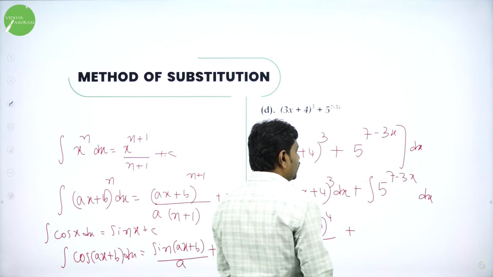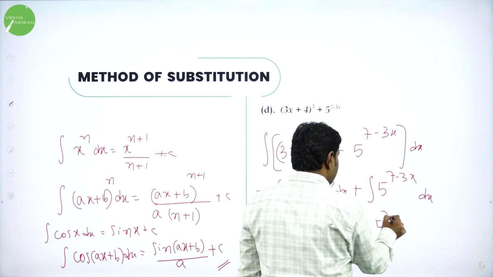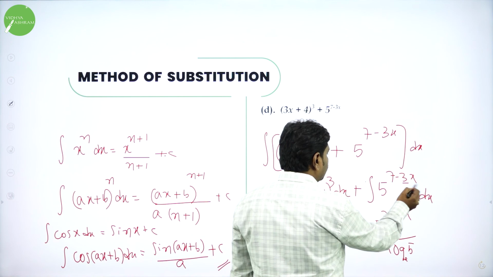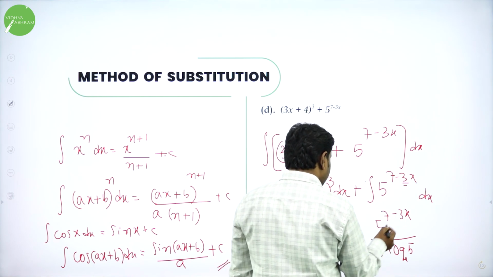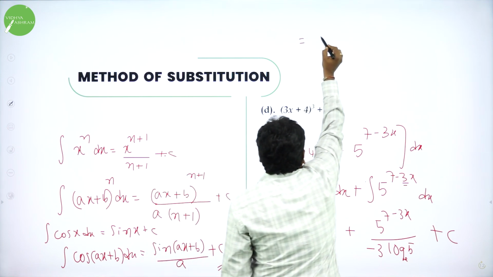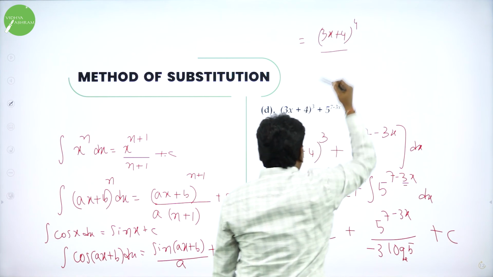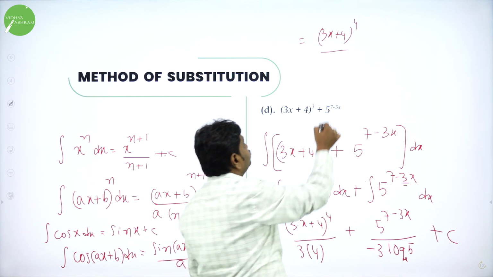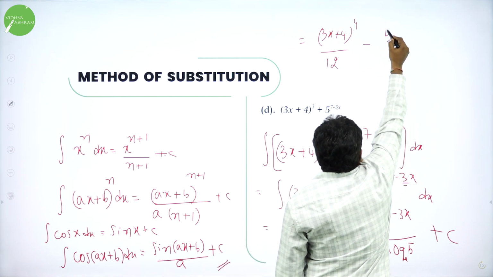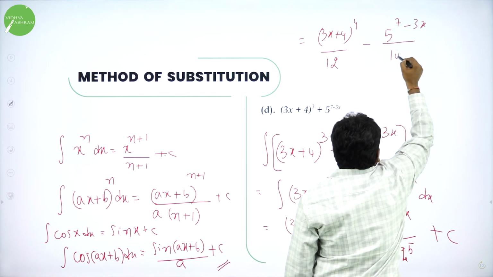Divided by 3. Now a power x, what is integration of a power x? A power x by log a. Like that it will become 5 power (7 minus 3x) divided by log a, which means log 5, but the coefficient of x, what is the coefficient of x? Minus 3. Minus 3 comes out, plus c. Simplify this further. If you simplify, the final answer is (3x plus 4) power 4 by 4 into 3, 3 fours are 12. Then plus into minus, minus 5 power (7 minus 3x) divided by 3 log 5 plus c.